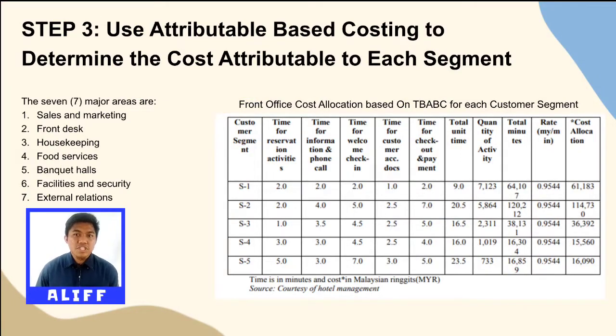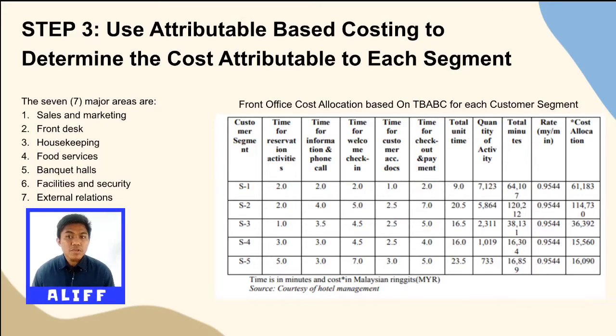Okay, now we move to step 3, which is use attributable base costing to determine the cost attributable to each segment. So, the hotel has divided its cost center into 7 major areas, which are sales marketing, front desk, housekeeping, food services, banquet halls, facilities and security, and lastly, external relations.